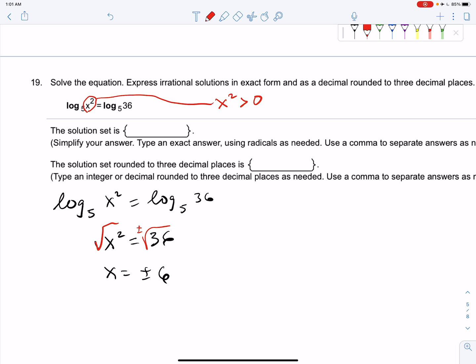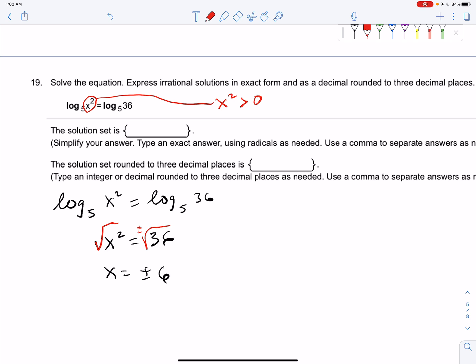x squared must be greater than 0 because that x is being squared, right? So what happens if you square a negative number? It becomes positive, right? What happens if you square a positive number? It stays positive. So in those two cases, it's greater than 0. Really the only thing that's not going to work is 0, because 0 is not greater than 0.